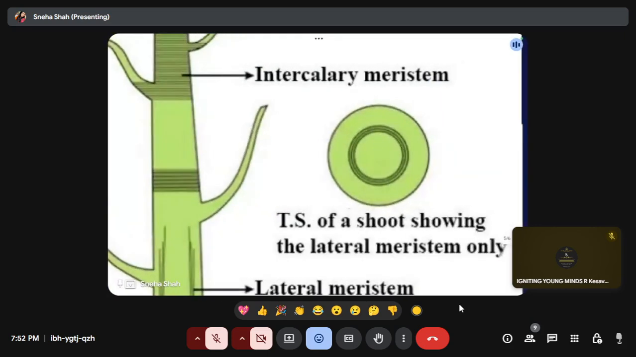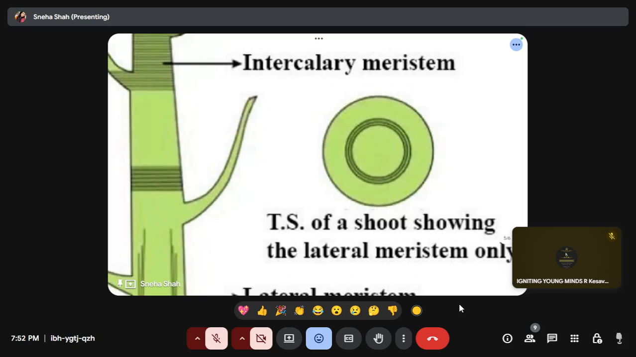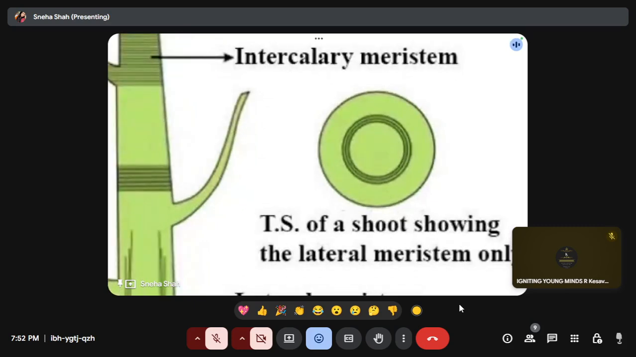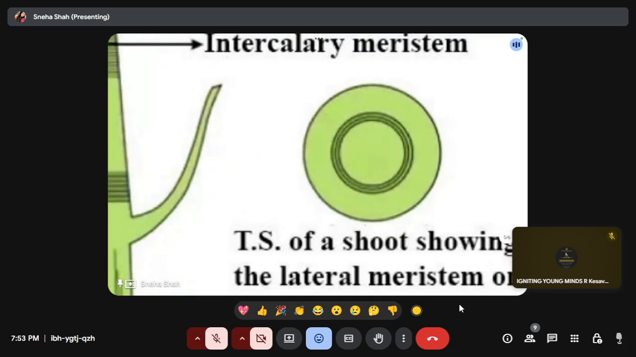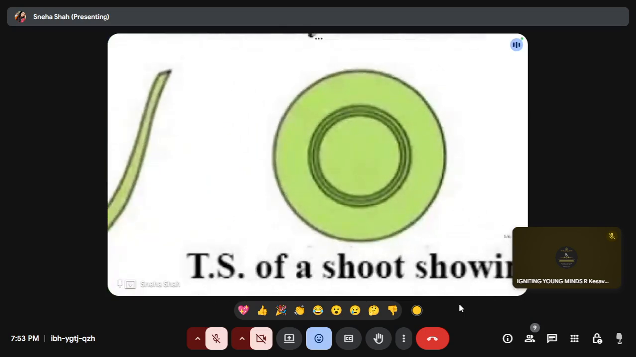As you can see here, it is an upper shoot of the lateral meristem. This shows a circular lateral meristem. This circle will keep on growing and it will give width to the stem of the plant. Is that clear?